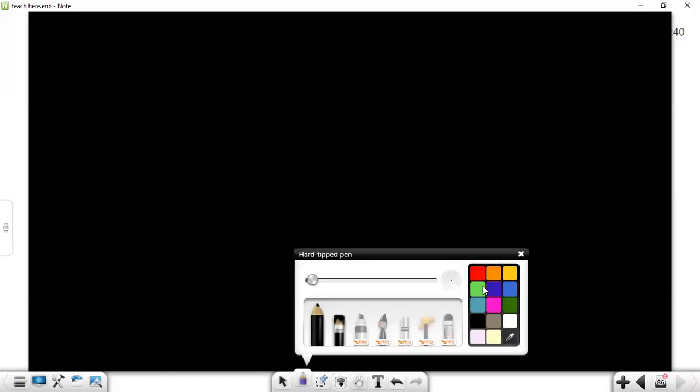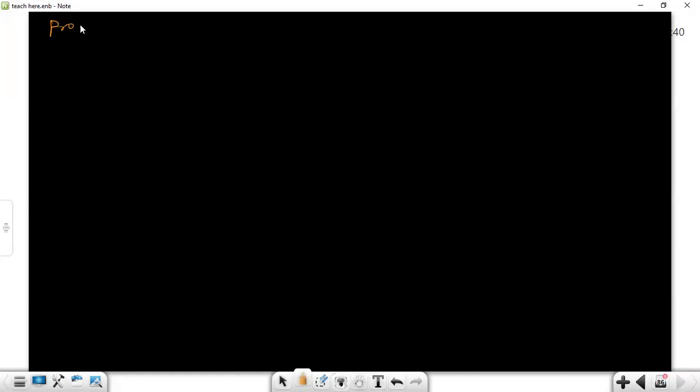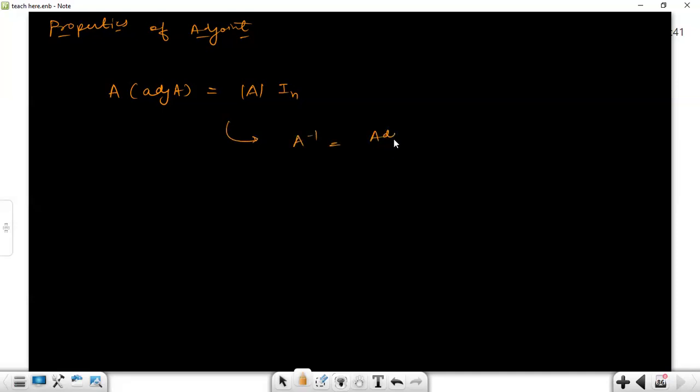Things to add. Some properties of adjoint I'm repeating. Okay, so the property of adjoint: A into adjoint of A is equal to determinant of A into the identity matrix. Now, this has come from the A inverse formula, which is equal to adjoint of A divided by modulus of A.